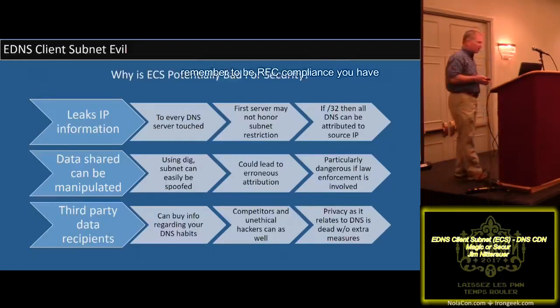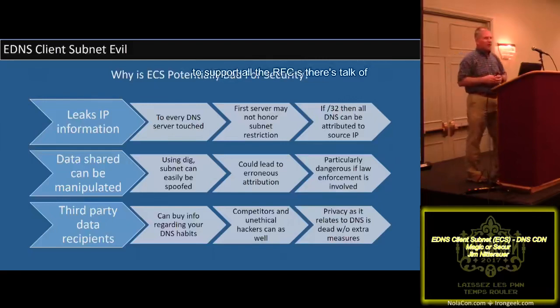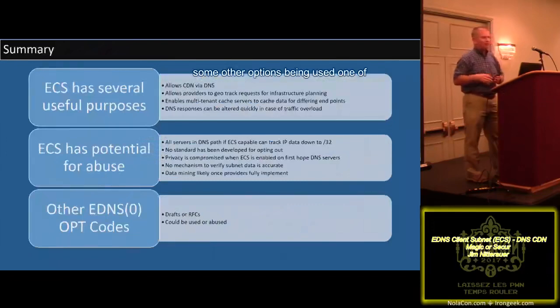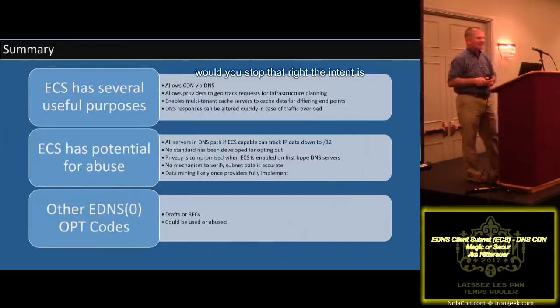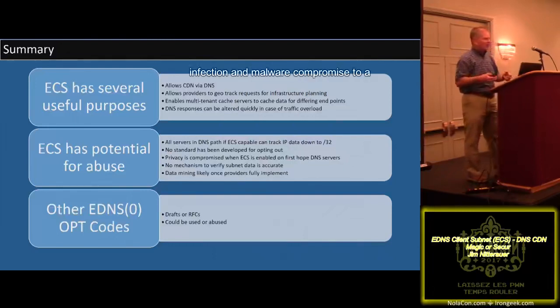One of the other things with the RFC is, remember, to be RFC compliant, you have to support all the RFCs. There's talk of some other options being used, one of them by a rather large company, to ship your MAC address from your device upstream through the DNS chain. So how would you stop that, right? The intent is to use it for good, to attribute infection and malware compromise to a particular device. I don't think they're thinking through the whole process and making it known to people what's going on.